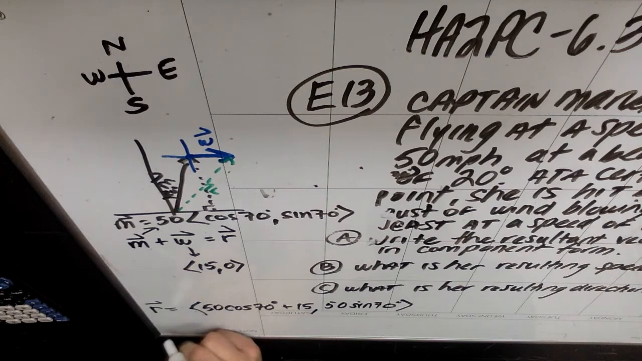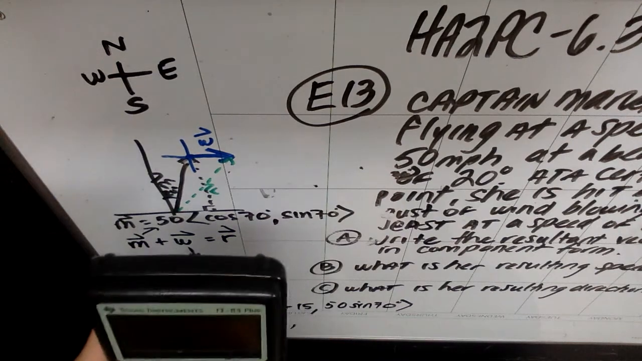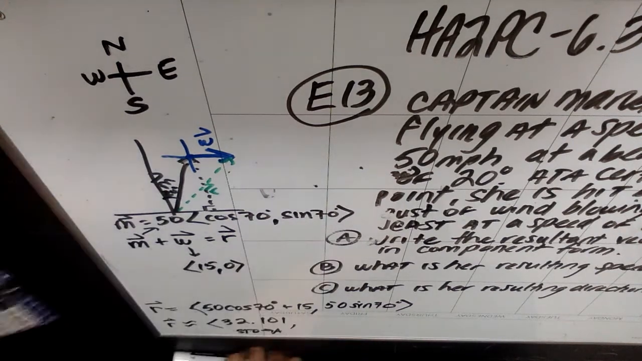So the resultant vector is approximately 32.101, and I'm actually just going to go ahead and store that as A in case I need it, because I'm going to need it. When you're using something that you're going to need later, I'm going to store that as alpha A, all right?